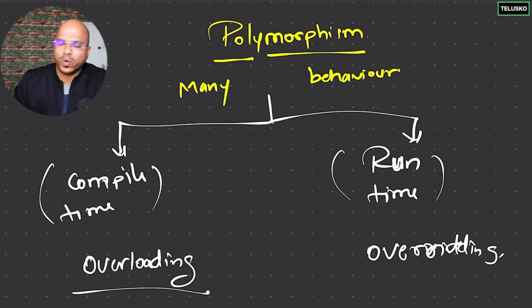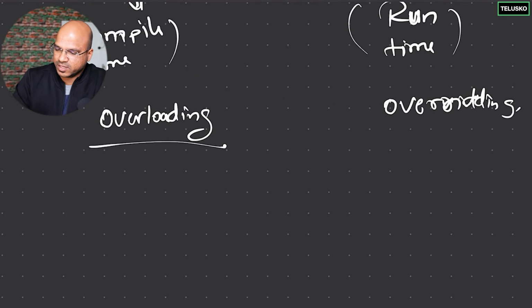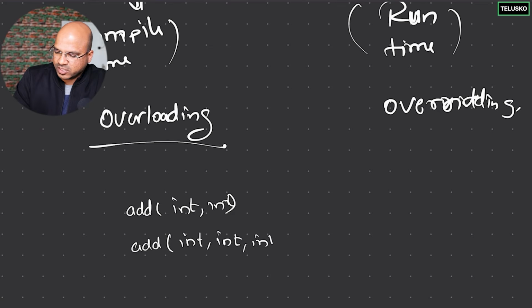If we talk about overloading, it's a part of compile time. For example, let's say you have two methods: add, which takes two parameters, int and int, and one more method, add, which takes three int parameters. Both have the same name but different parameters, that is method overloading. Which method to execute, the first or the second, will be decided at compile time.